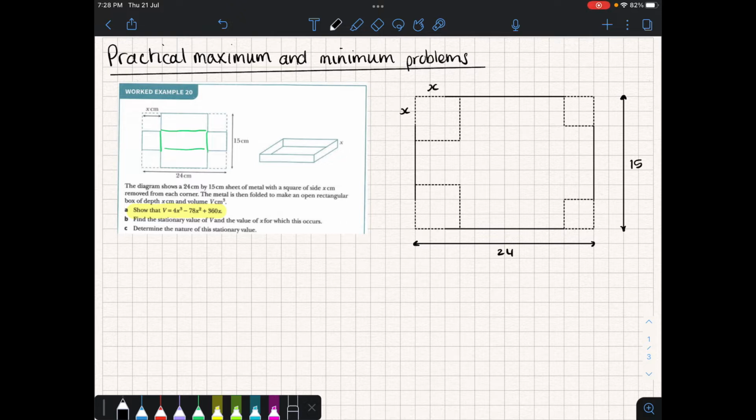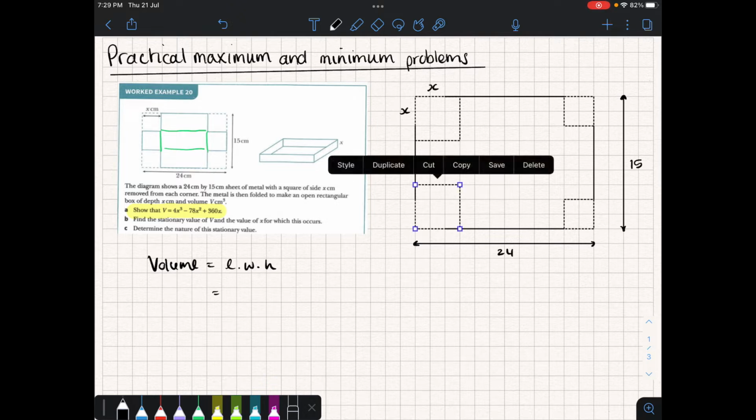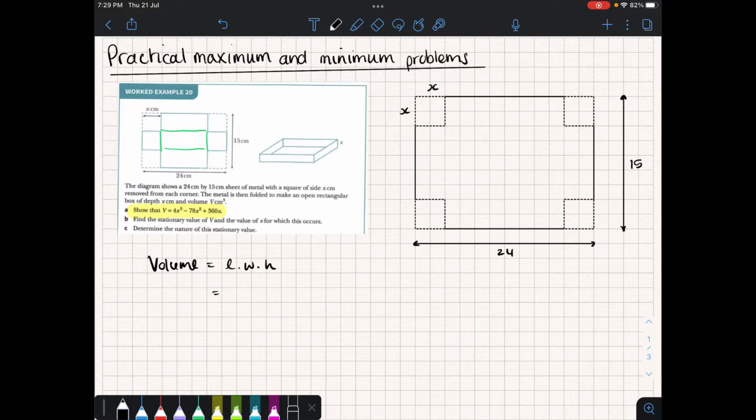So the best thing to do is write down the equation for the volume of a cuboid. So the volume is going to be equal to length times width times height. So let's look at the length. The length, we have a total of 24 centimeters, and the length of the box will depend on the value of x. Okay, so I have the same bit being taken away off both sides. So the length that I'm interested in will be this piece here, and that length will be the total length minus 2 times x.